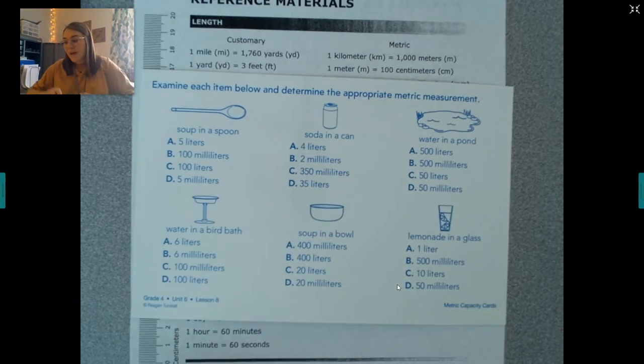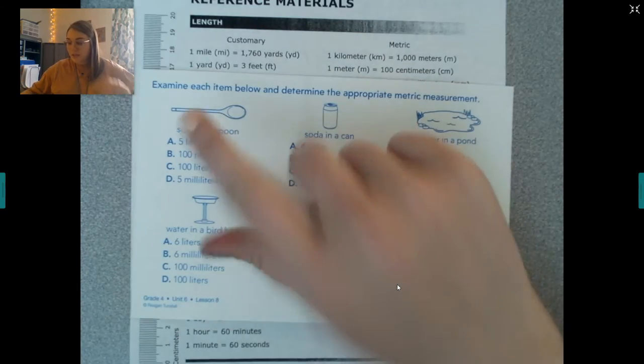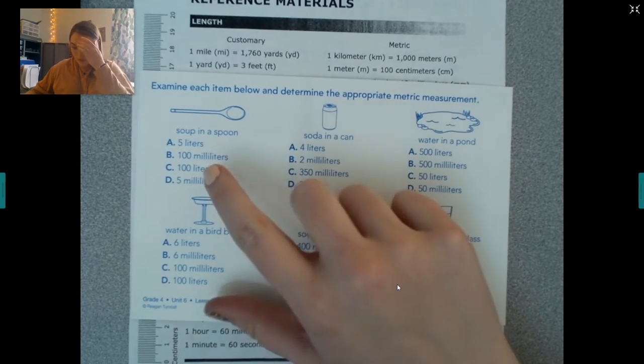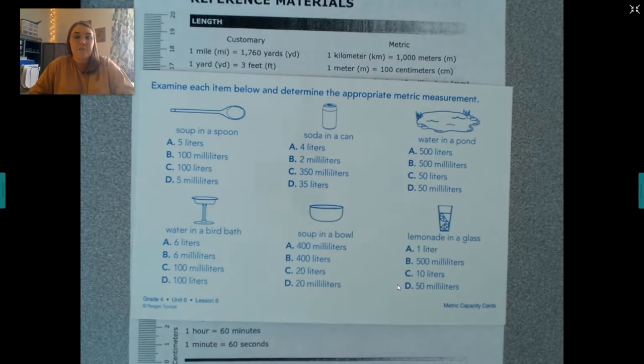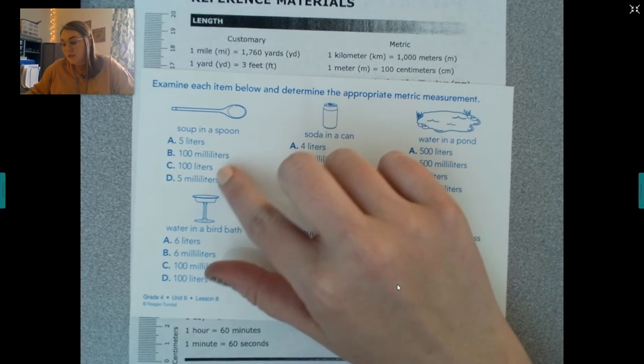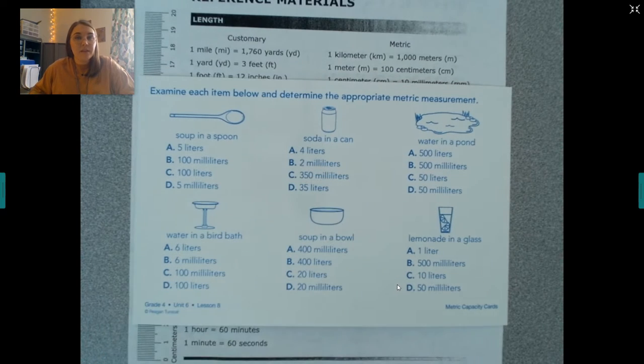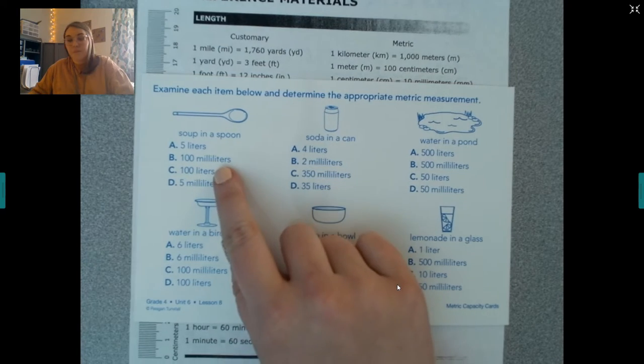A soup. If I just have soup in a spoon, 1 scoop, do you think it's 5 liters, 100 milliliters, 100 liters, or 5 milliliters? Think about it. Soup in a spoon. It's definitely not liters at all. So 100 milliliters or 5 milliliters? 5 milliliters would be maybe like a tiny little cup of medicine. 100 milliliters is what I'm thinking.